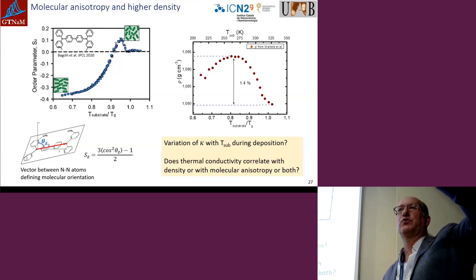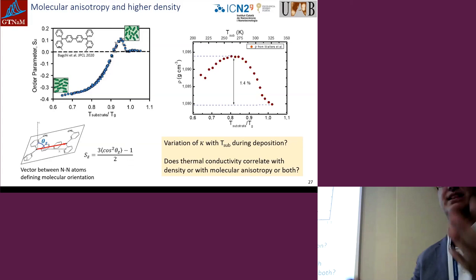And you see that by changing the temperature, we can change the orientation of the molecules, even though we have a glass. We can go from this horizontal orientation to the vertical orientation to the isotropic regime. So we can have these different orientations, and we want to understand the thermal transport of those. There is also a change in density. At the same time that we change the orientation, we change the density by as much as 1.4%.